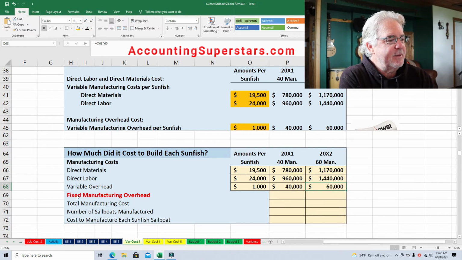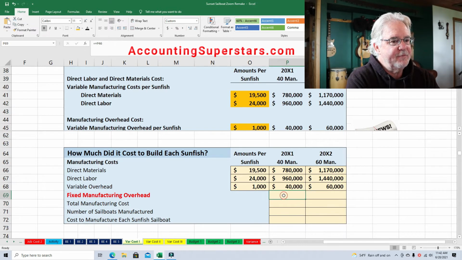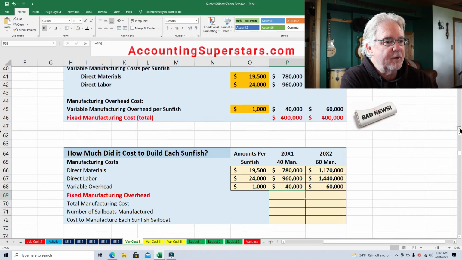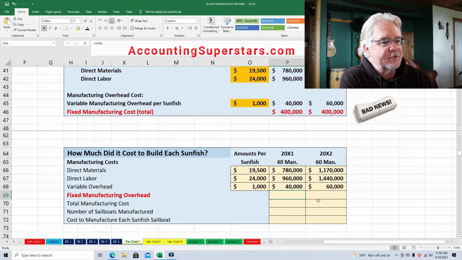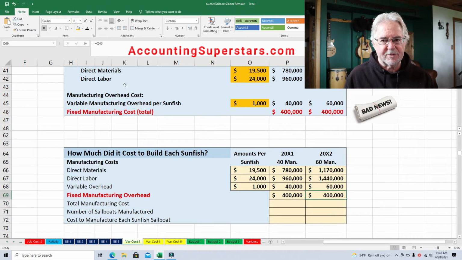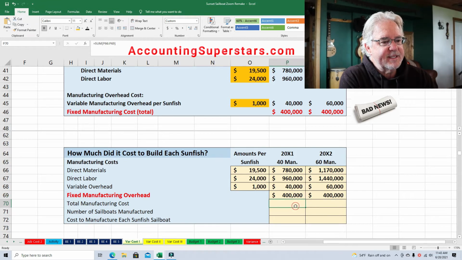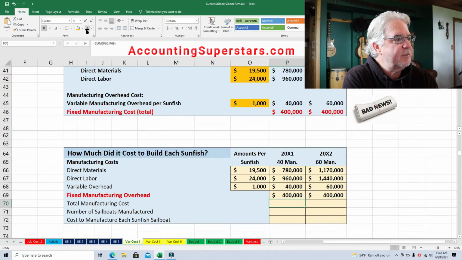Okay, and then we come down to the fixed manufacturing overhead. So I guess we better fill those numbers in. All right, here we go. Fixed manufacturing cost, $400,000. There we go. And it's $400,000 for both years because it's fixed. It stays the same. That's why they call it fixed. Total manufacturing cost. So let's add it all up here and see what we got.